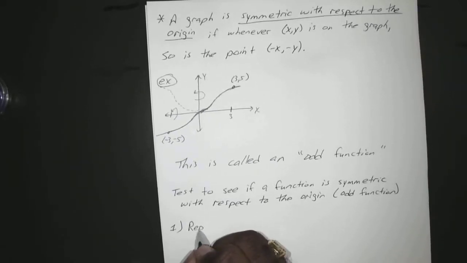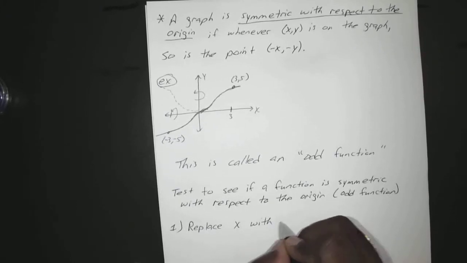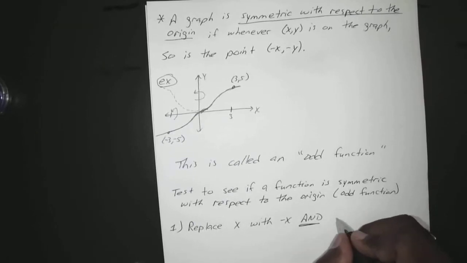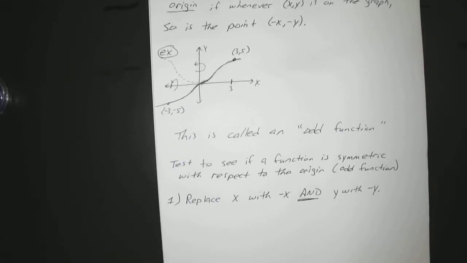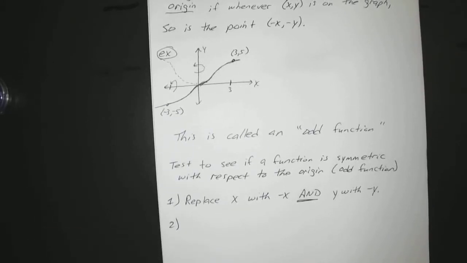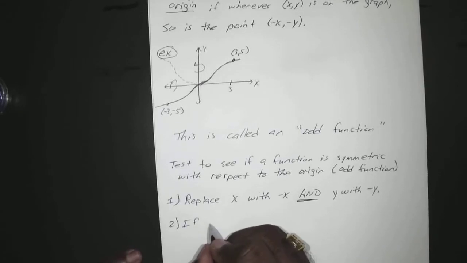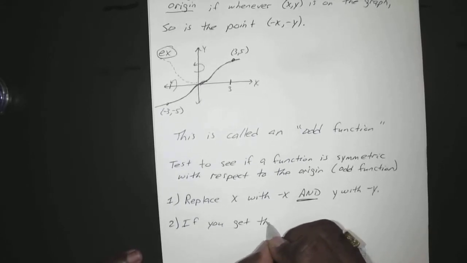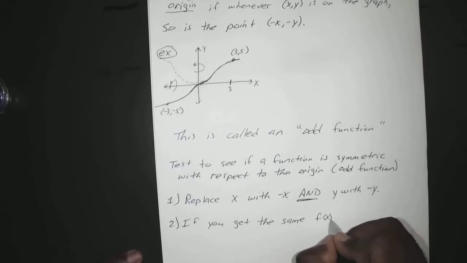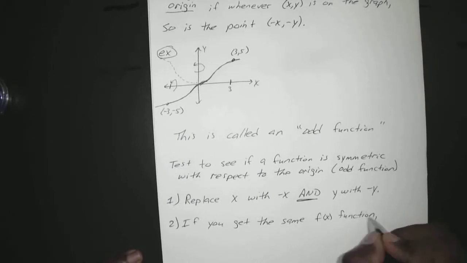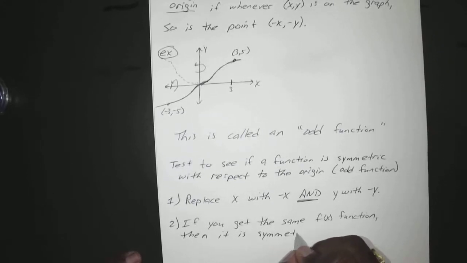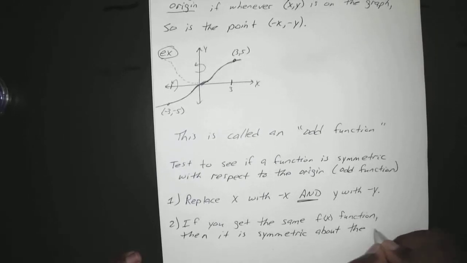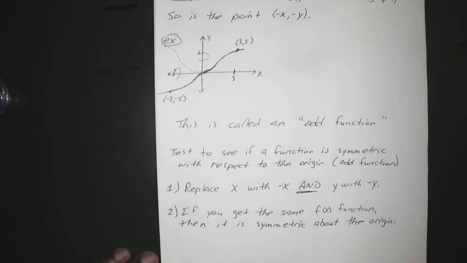Okay, so first you're going to replace x with negative x and y with negative y. Now, if you get the same function as f of x, then you know it's symmetric with respect to the origin. The same f of x function, then it is symmetric about the origin.